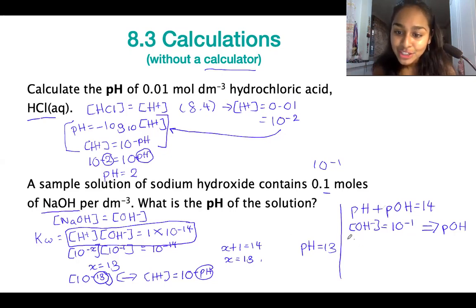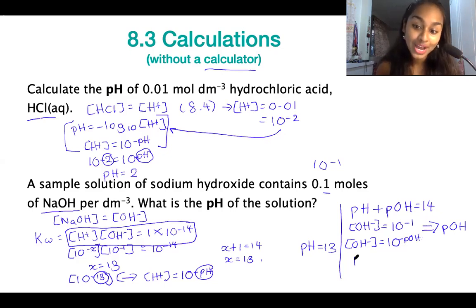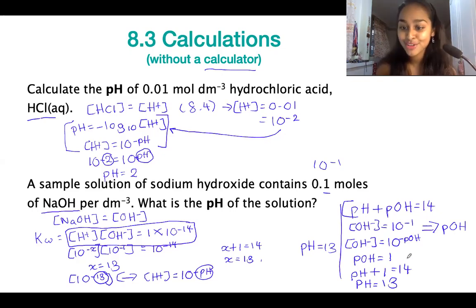Now I can use the exact same formulas, but modify them ever so slightly. The concentration of OH minus is going to equal 10 to the minus pOH, and based on this, I can work out that pOH is going to be 1. And based on the first equation over here, I know that pH plus 1, which is pOH, is going to equal 14, and therefore I can get a pH of 13 by subtracting 1 from 14.